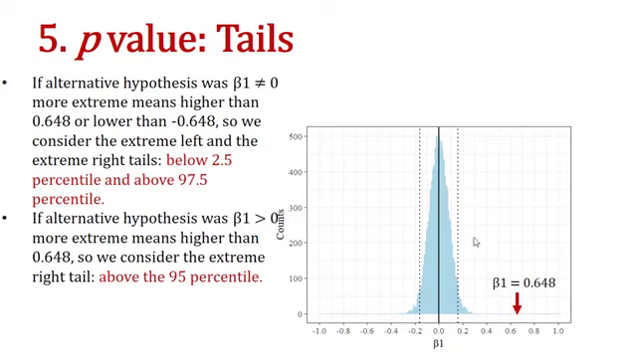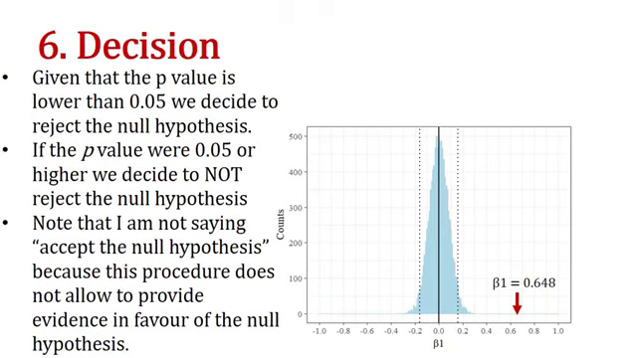So basically the cutoff won't be this one, which is the 97.5 percentile, it will be a bit to the left, that is the 95th percentile. So basically when we have a non-directional hypothesis, we look at both sides of the distribution, and when we have a directional hypothesis, we only look at the side where we predicted we would find the value of beta 1 in this case.